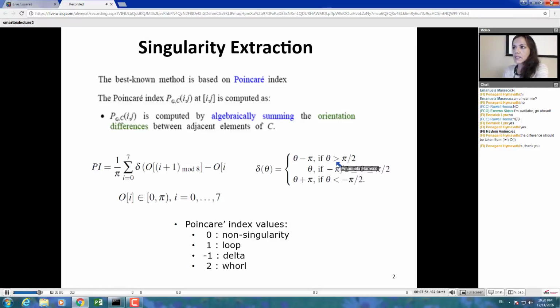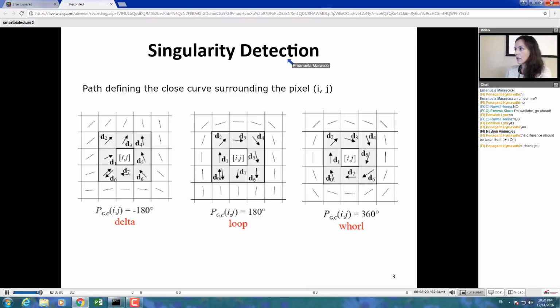There is a question: the difference should be taken from I plus 1 and I. Yes, this is actually flexible, so we can start from any neighbor in the considered square neighborhood. We can start, for example, from the 4 minus the 5 and so on, and keep this orientation, or we can start from the 2.